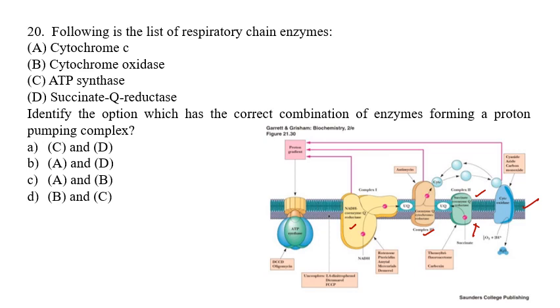Here the NADH dehydrogenase option, which is complex 1, is not there, but there are options for complex 3 and complex 4, which are cytochrome C and cytochrome oxidase. That means options A and B are correct. So option C would be correct. Option C is correct. Sorry, it was by mistake. So the correct option would be C, because option A and option B are correct.